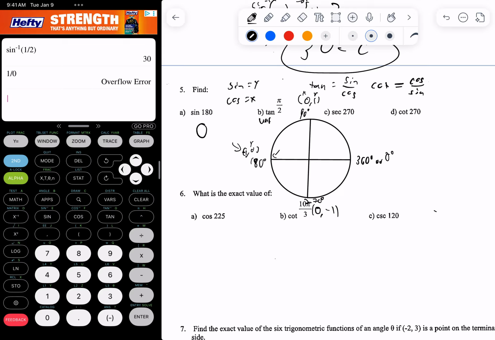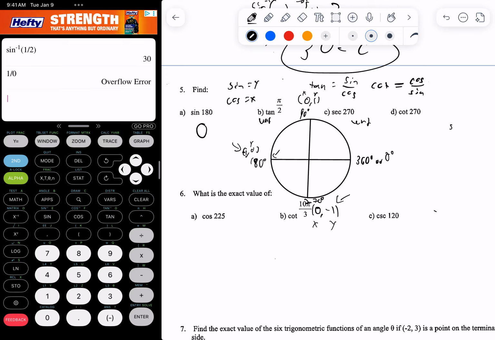Okay, now we have secant. Secant is 1 over cosine. So secant 270, we're over here. And if cosine is the x, then x equals 0. So 1 over 0 is also undefined.